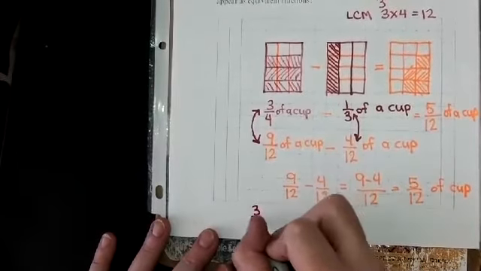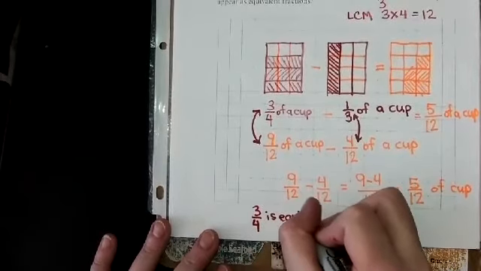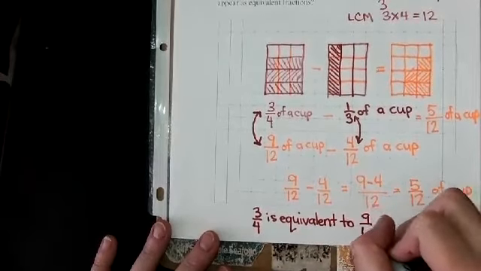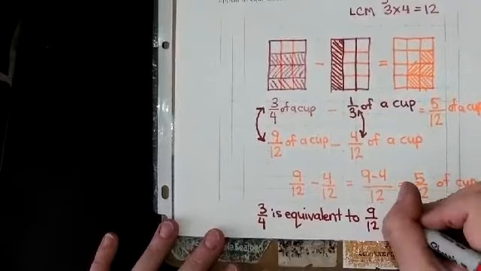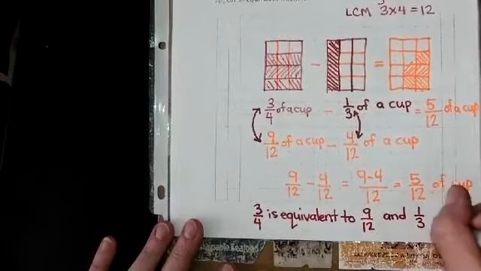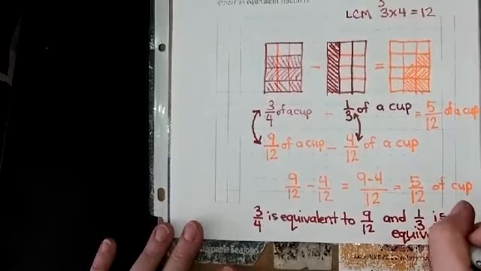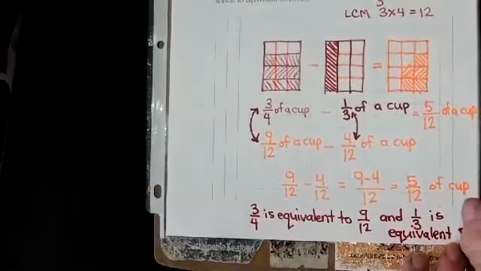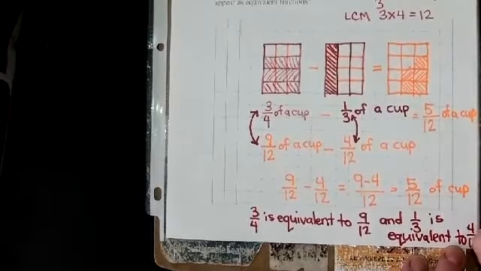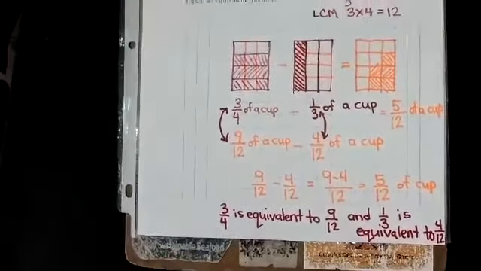3/4 is equivalent to 9/12, and 1/3 is equivalent to 4/12. That's how we see equivalent fractions in this problem.